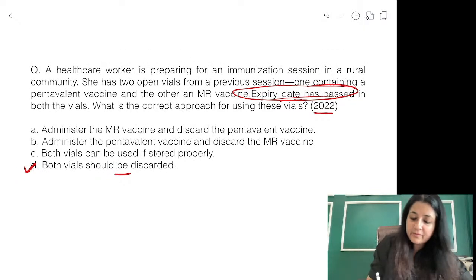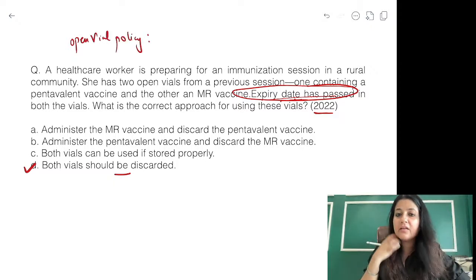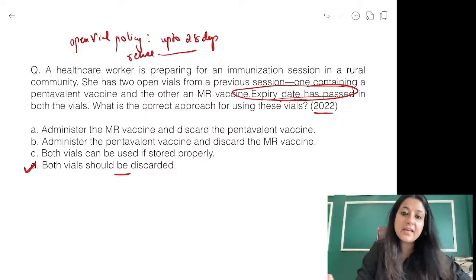Now what was open vial policy? Reuse of partially opened vials up to how many days? Reuse up to 28 days or 4 weeks, provided they are maintained in proper cold chain, expiry date has not passed, the septum is not contaminated, aseptic techniques have been used to withdraw the vials.